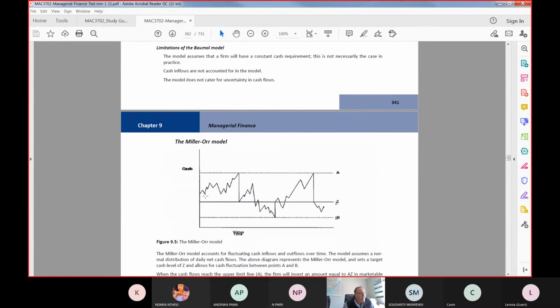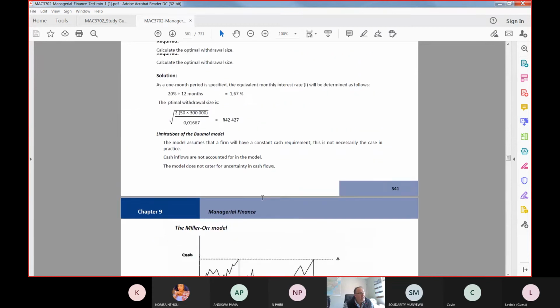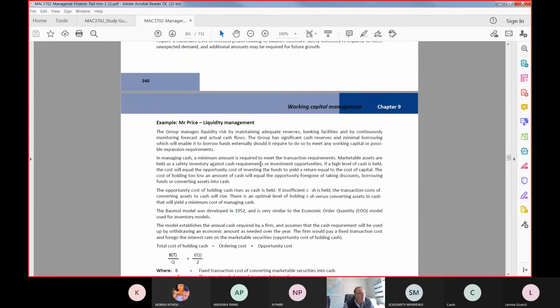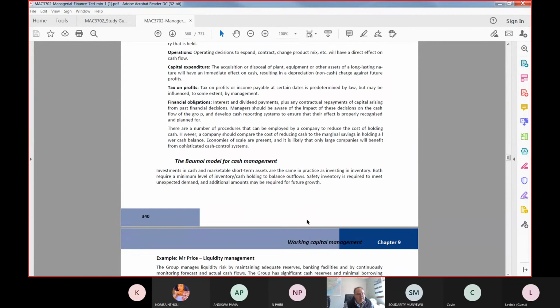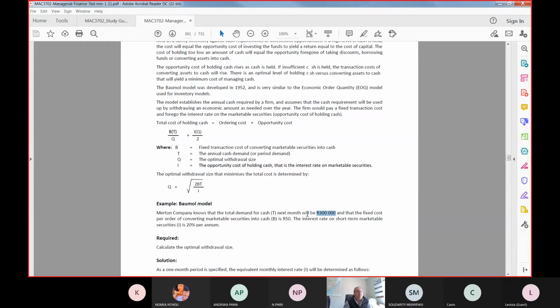Okay, look what is happening here. When it's a seasonal business, you're required to use the Miller-Orr model. You can't utilize this model. This model is for a constant requirement, 300,000 a year that you require.